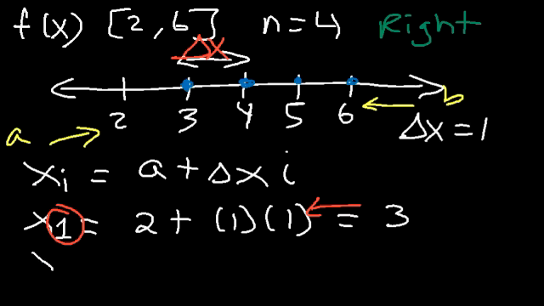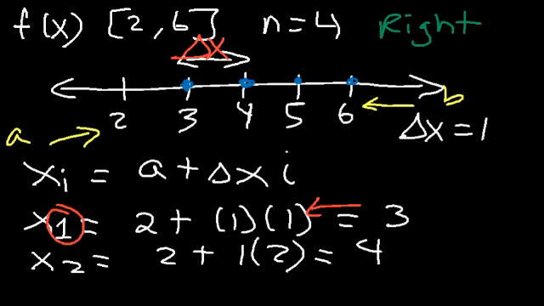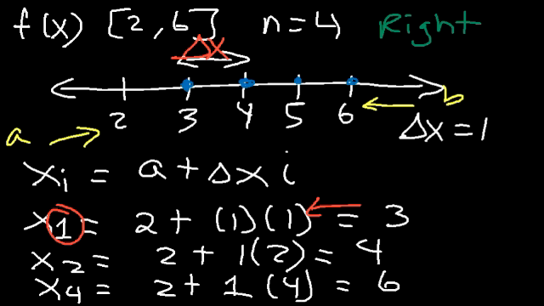Now what about x sub 2? A is 2, delta x is 1, and I is 2. 2 plus 2 is 4, which is the second point. Now what about the last one, x sub 4? So it's 2 plus 1, delta x is still 1, but I is 4. 2 plus 4 is 6, so we get this number.